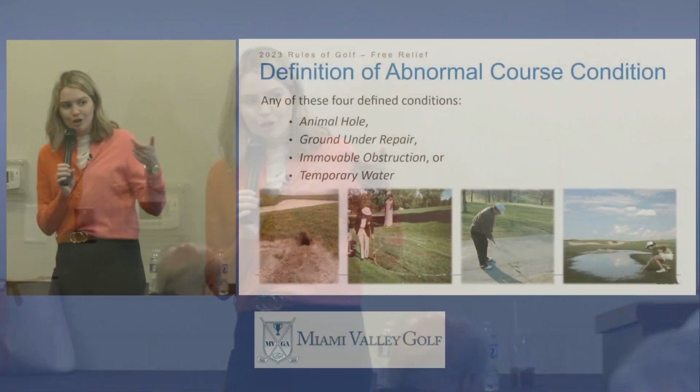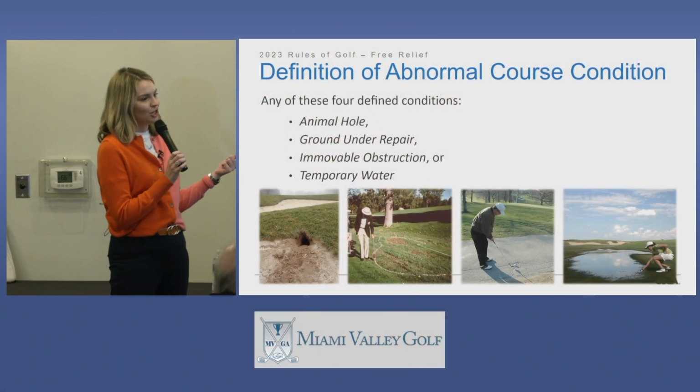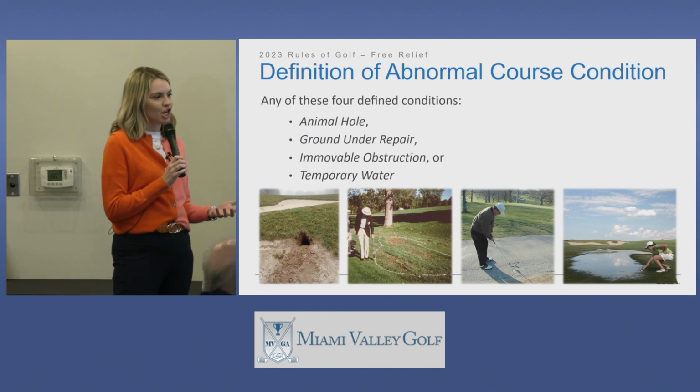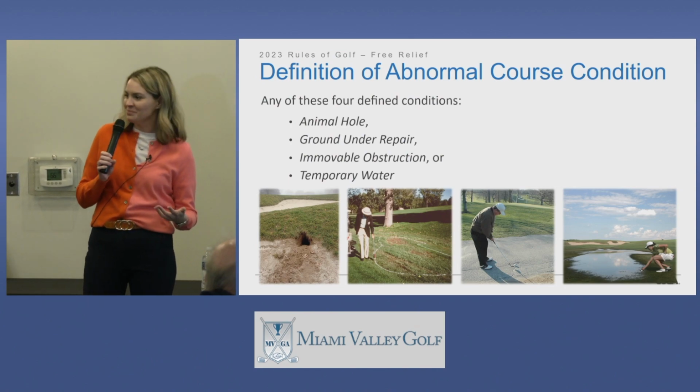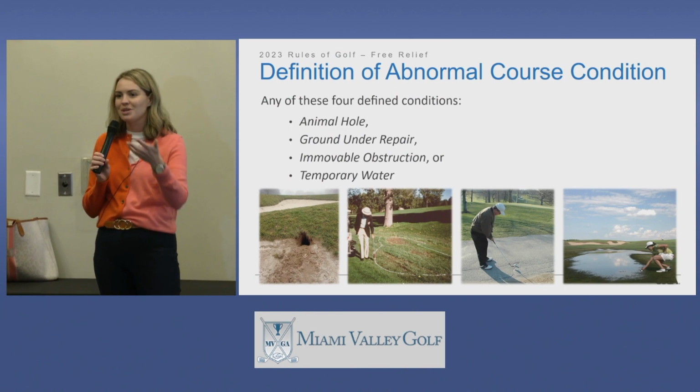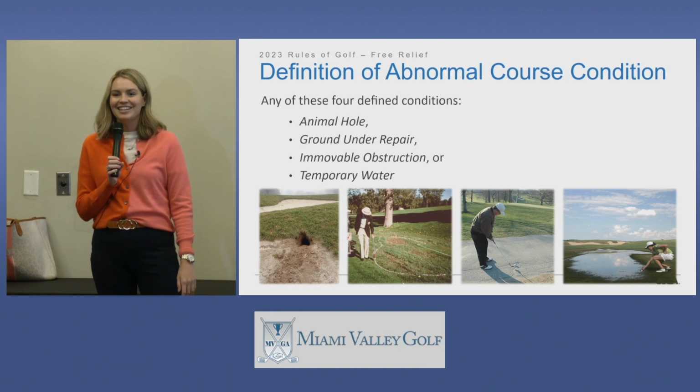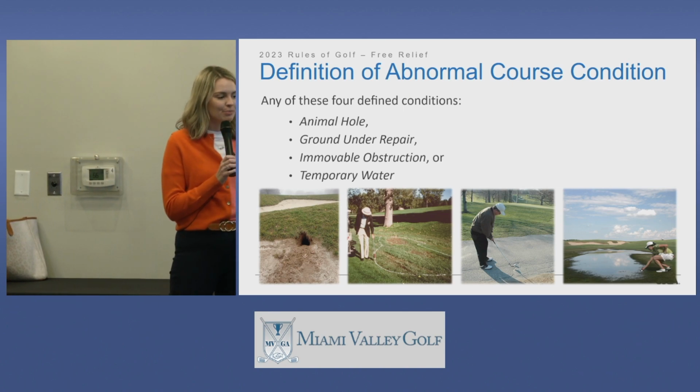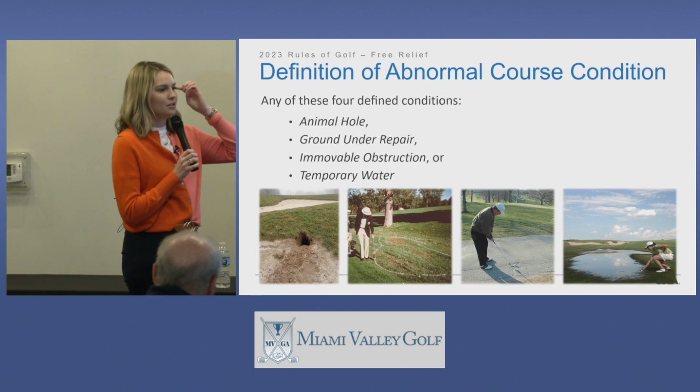Then we have immovable obstructions. So this is the reverse of those movable obstructions. We still have man-made objects, but now we can't move them. We can't lift that cart path. We can't lift the sprinkler head and get it out of our way. We're going to have to take the ball and put it somewhere else.